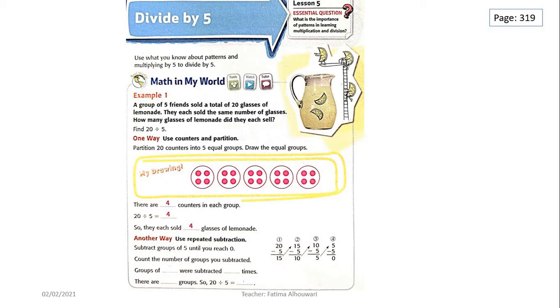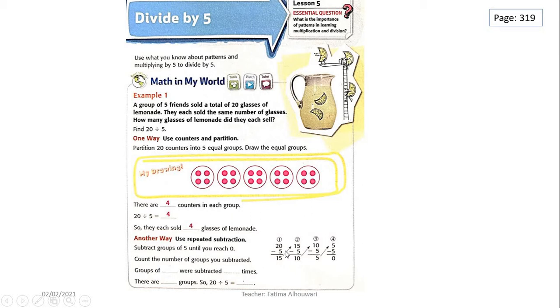And we can use another strategy like repeated subtraction. Let's try to solve this problem using repeated subtraction. Subtract the groups of 5 until you reach 0. You will start with 20. So 20 minus 5 equals 15, and then 15 minus 5 equals 10. Now 10 minus 5 equals 5. 5 minus 5 equals 0. So we will stop right here.